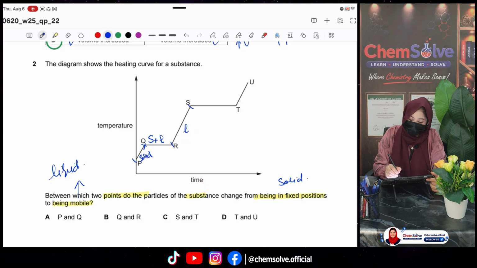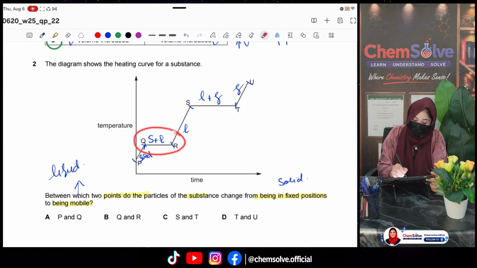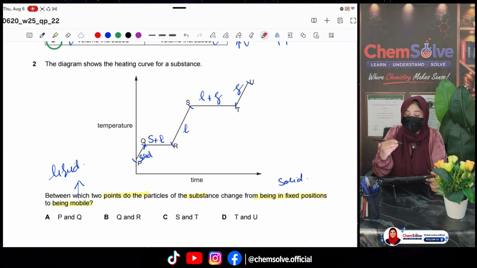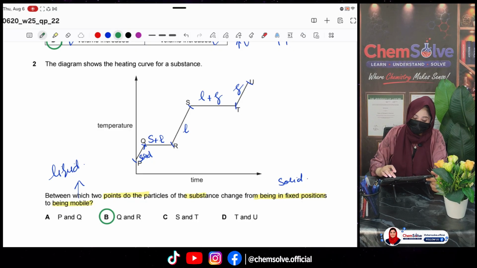While here at S and T, liquid changes into gas, and at T and U, it is gas. So QR is the portion where a solid has started to change into a liquid. That's why if I want to move from a solid state to a liquid state, then the QR portion is the best option. So the correct option for this question is option B.